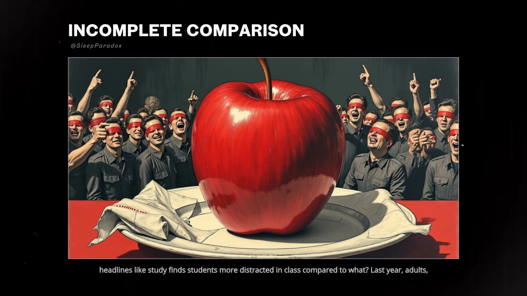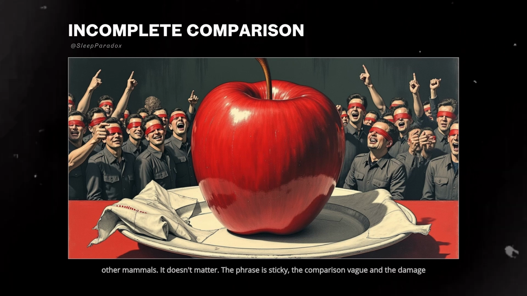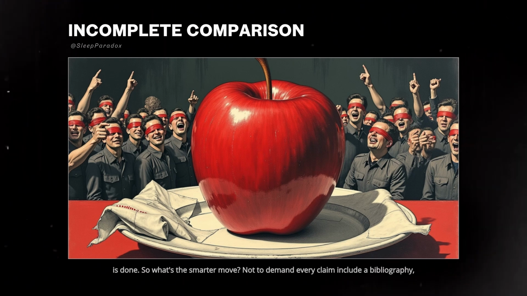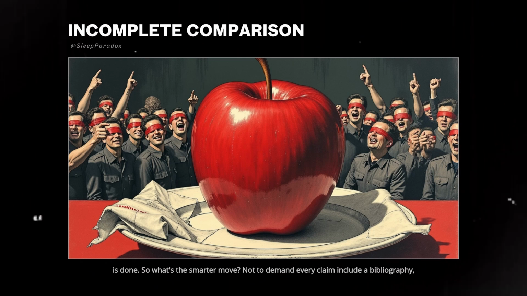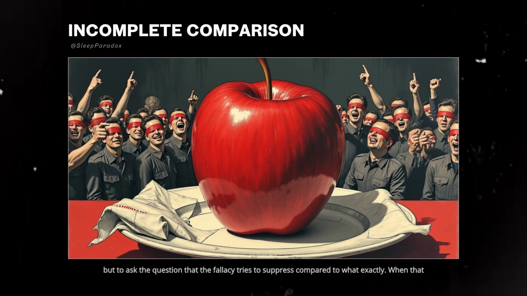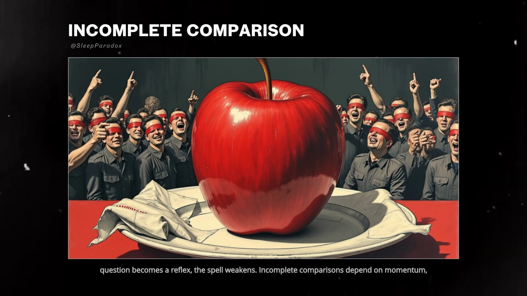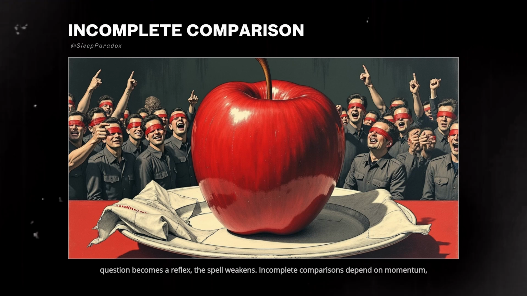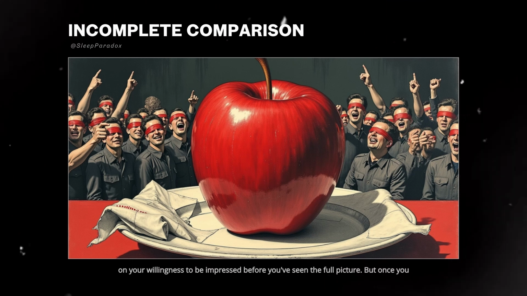News outlets run headlines like "Study finds students more distracted in class." Compared to what? Last year? Adults? Other mammals? It doesn't matter. The phrase is sticky, the comparison vague, and the damage is done. So what's the smarter move? Not to demand every claim include a bibliography, but to ask the question that the fallacy tries to suppress, compared to what, exactly? When that question becomes a reflex, the spell weakens. Incomplete comparisons depend on momentum, on your willingness to be impressed before you've seen the full picture.